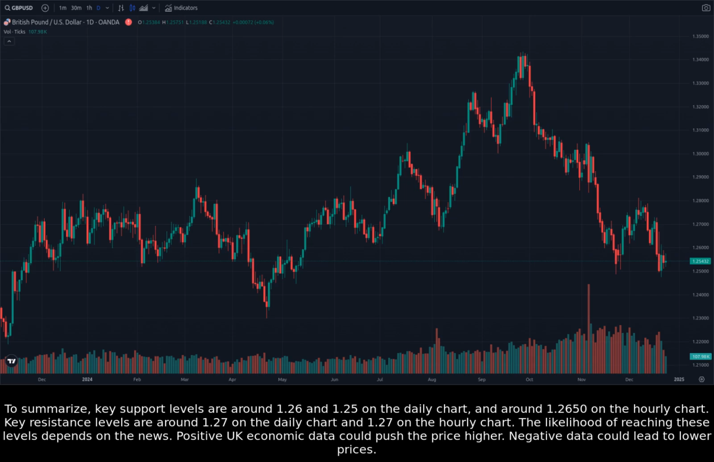To summarize, key support levels are around 1.26 and 1.25 on the daily chart and around 1.2650 on the hourly chart. Key resistance levels are around 1.27 on the daily chart and 1.27 on the hourly chart. The likelihood of reaching these levels depends on the news. Positive UK economic data could push the price higher. Negative data could lead to lower prices.